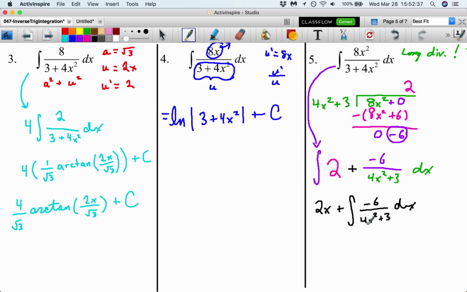Oh, is that guy a square? So we're going to think u squared plus a squared. I need to change color. Let's go with orange, whichever. And now we're thinking, okay, we want u equal 2x, a equal root 3, u prime equal 2. So I need to change the top into a 2.